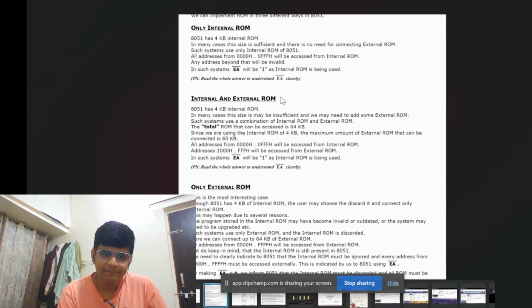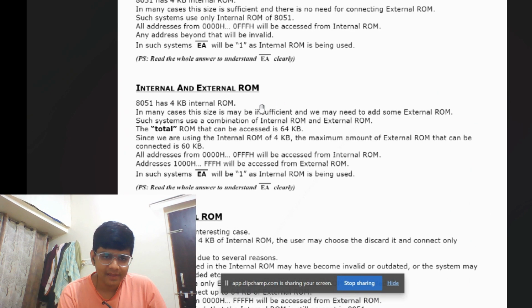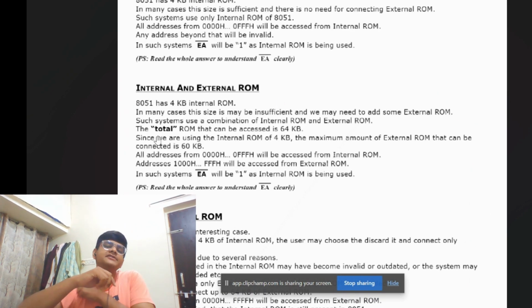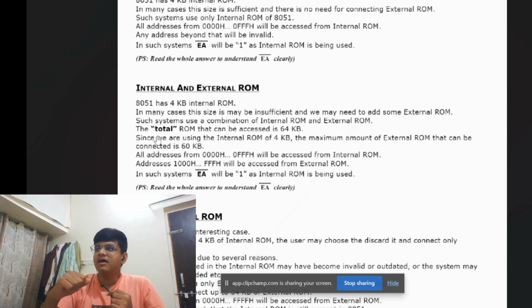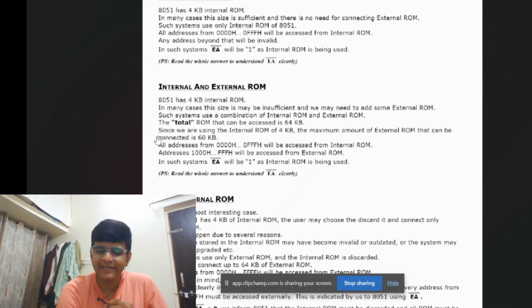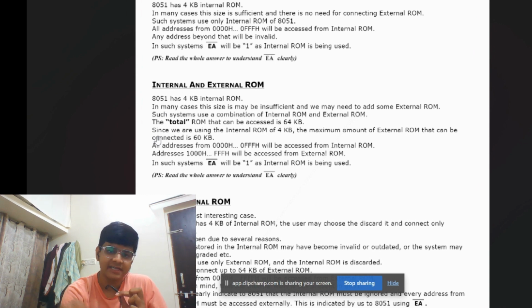Okay, I have already told you about EA bar. Here also, when both internal and external ROM are used, EA bar equals 1. Mostly students get confused when asked whether external ROM will be used when EA bar equals 1. They say clearly no. Some teachers do not explain this. Teachers just say that when EA bar equals 1, only internal ROM will be used, and when EA bar equals 0, only external ROM will be used. That is not the fault of the student, but the teacher does not explain it clearly.